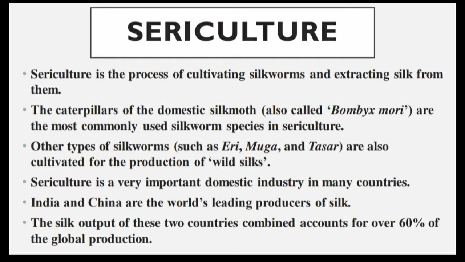India and China are the world's leading producers of silk. You have to remember that China is the largest and India is the second largest country in the production of silk. The silk output of these two countries combined accounts for over 60% of the global production.